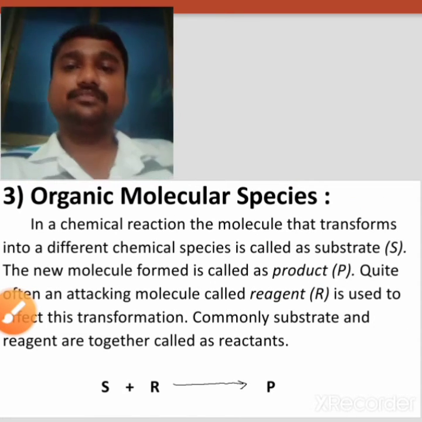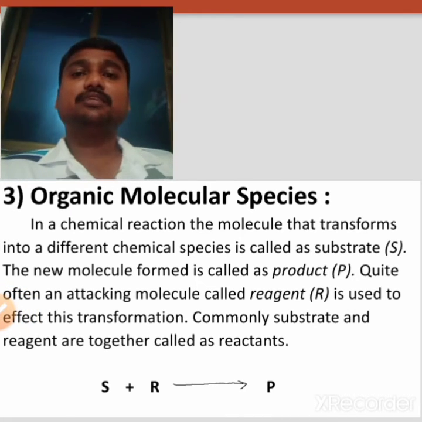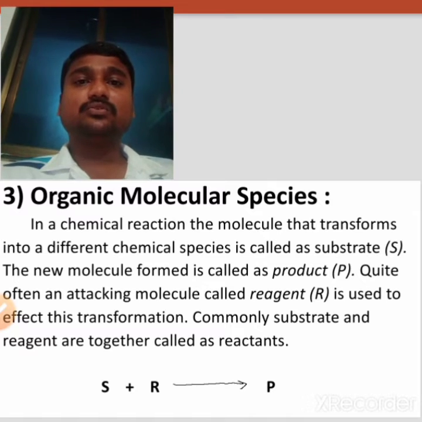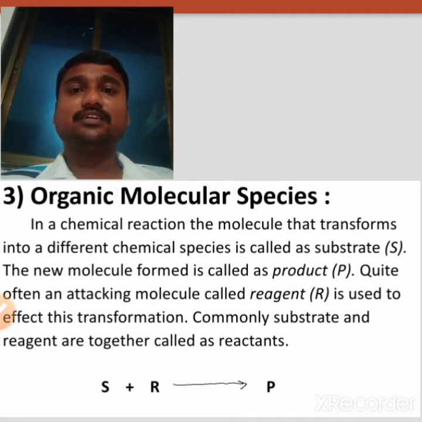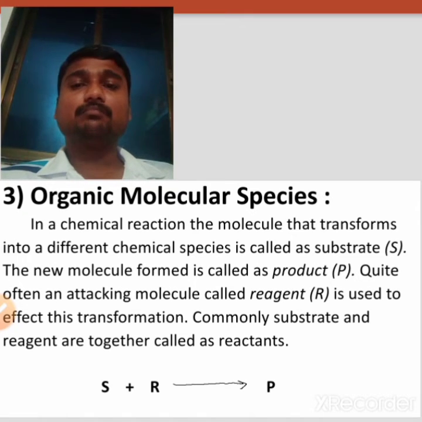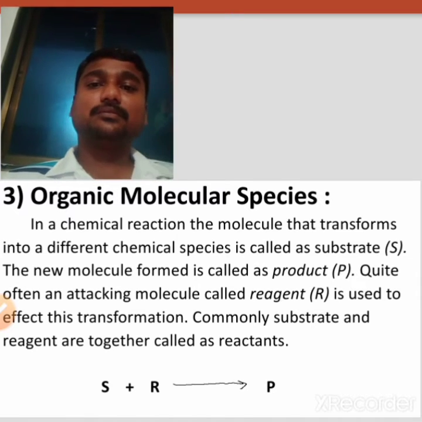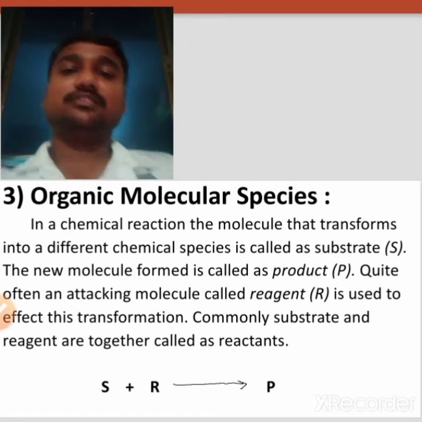Then the third point of this topic, organic molecular species. In a chemical reaction, the molecule that is transformed into different chemical species is called the substrate. The new molecule formed is called the product. Quite often an attacking molecule called the reagent is used to effect this transformation. Commonly, substrate and reagent are together called the reactant. That is, substrate plus reagent gives product.